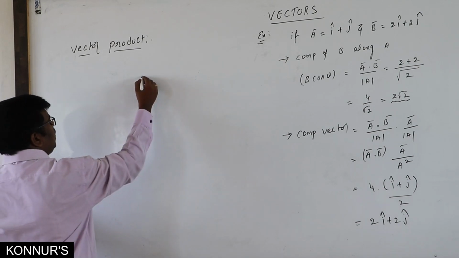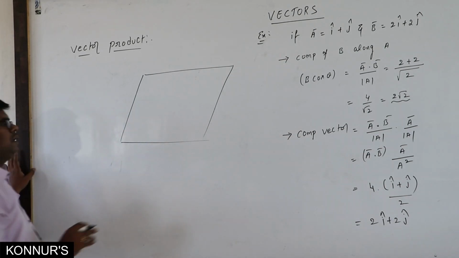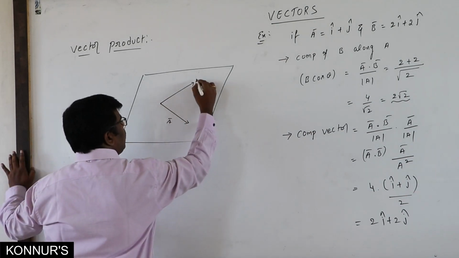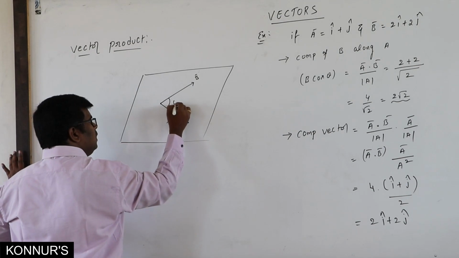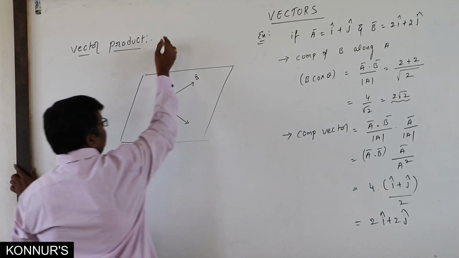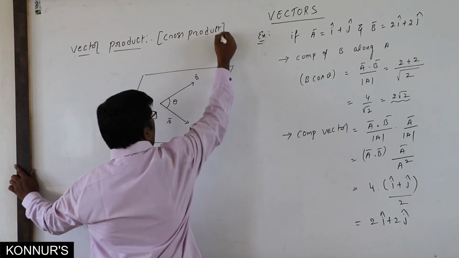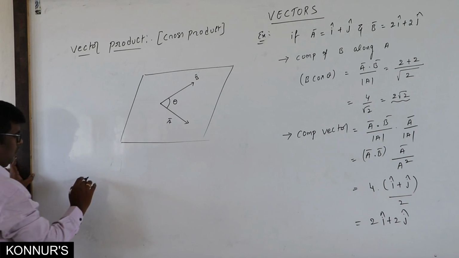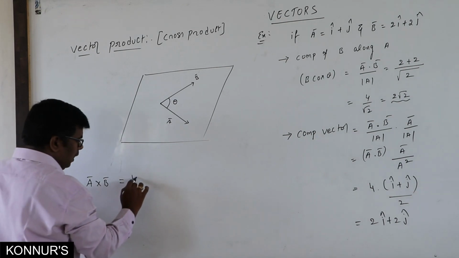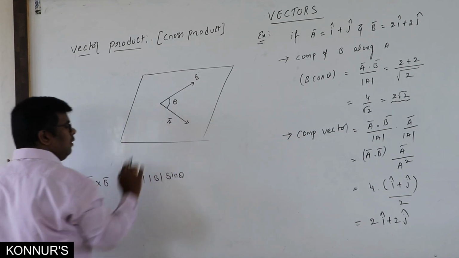Let us take one plane. On this plane we have vector A bar, vector B bar, and the angle between them is theta. Then A bar cross B bar, the vector product, is also called the cross product. So the operation here, the cross, A bar cross B bar is equal to magnitude of A, magnitude of B, and sine of the angle between vector A bar and vector B bar.